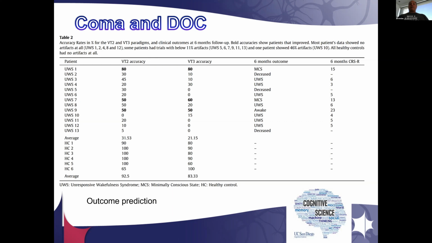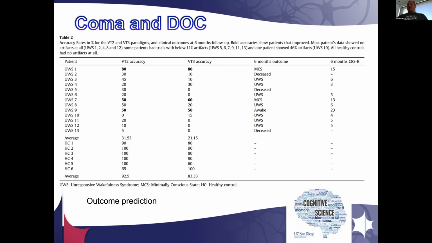And notice that those 3 patients, 6 months later, their condition improved. So patient 1 improved to MCS, or minimally conscious state. And there's a score called the CRS-R, or the Coma Recovery Scale Revised. 15 is a good score for these types of patients. Similarly, patient 7 also improved to MCS, and patient 9 improved the most. Patient 9 actually woke up from the coma, so this is emerged from minimally conscious, whereas the remaining patients were not as healthy several months later.